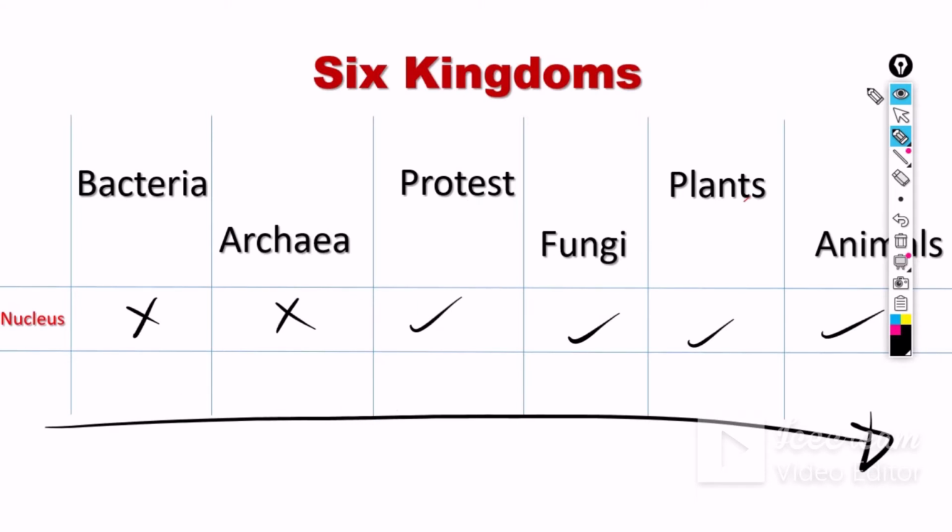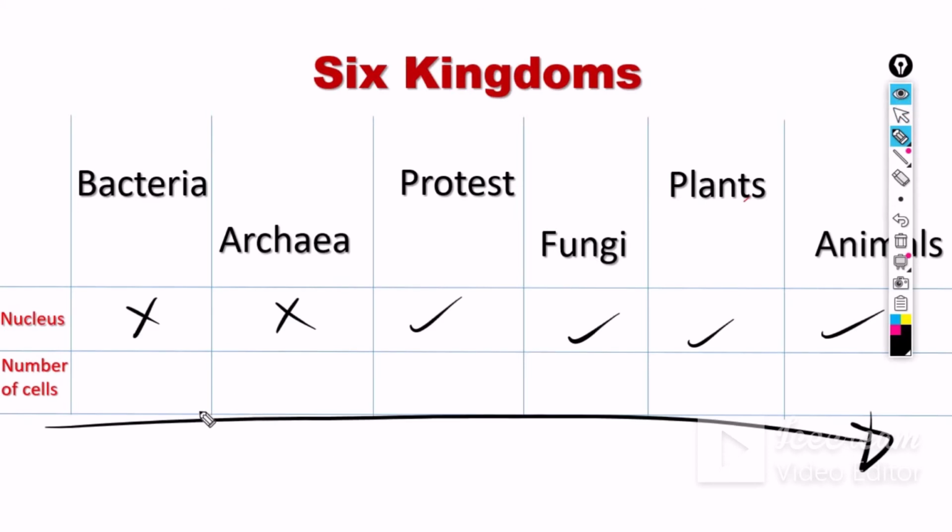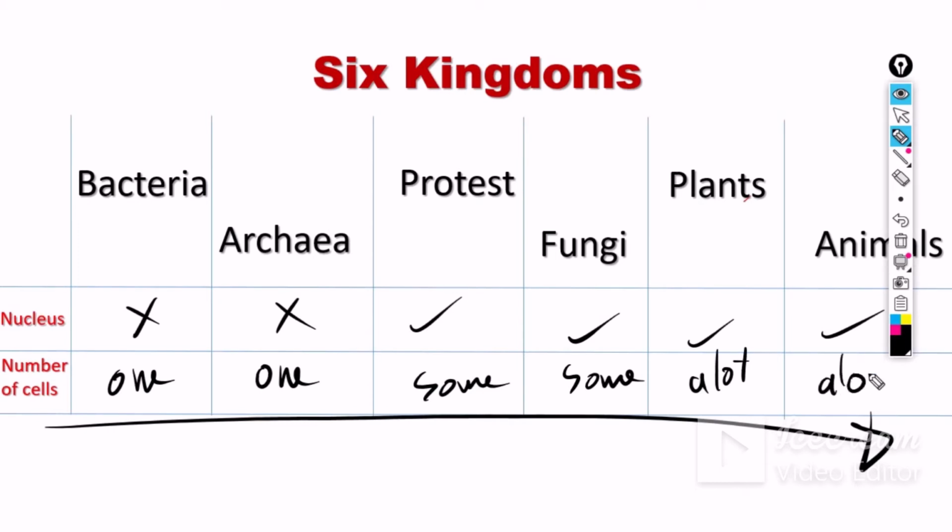What about another thing like the number of cells? Bacteria have just 1 cell, and archaea also 1 cell, but some of the protists have just 1 cell, and some fungi also have 1 cell, like yeast, but all the plants have a lot of cells, and the animals also have a lot of cells. Okay, guys, that is the 6 kingdoms. As you see here, when we move to the right, the organisms become more complicated.